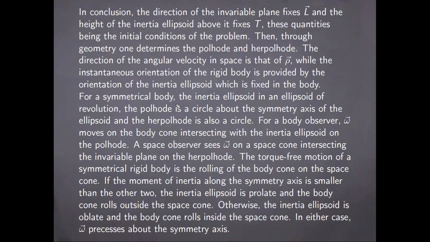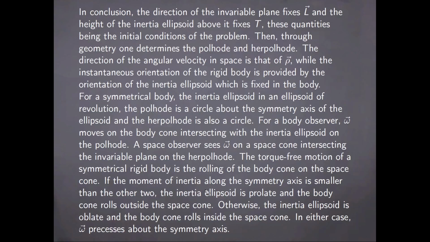For a symmetrical body, the inertia ellipsoid is an ellipsoid of revolution. The polhode is a circle about the symmetry axis of the ellipsoid, and the herpolhode is also a circle. For a body observer, the angular velocity moves on the body cone intersecting with the inertia ellipsoid on the polhode. A space observer sees the angular velocity on a space cone intersecting the invariable plane on the herpolhode. The torque-free motion of a symmetrical rigid body is the rolling of the body cone on the space cone.